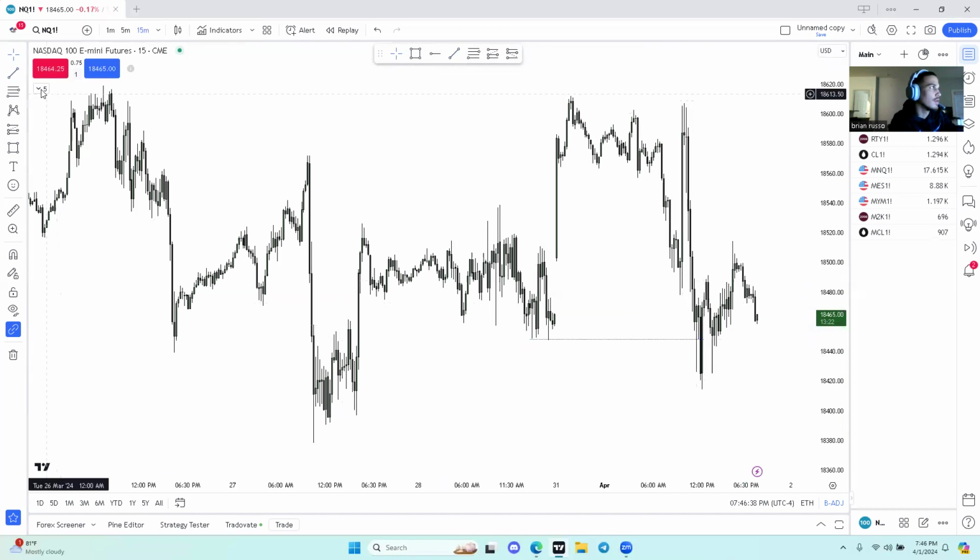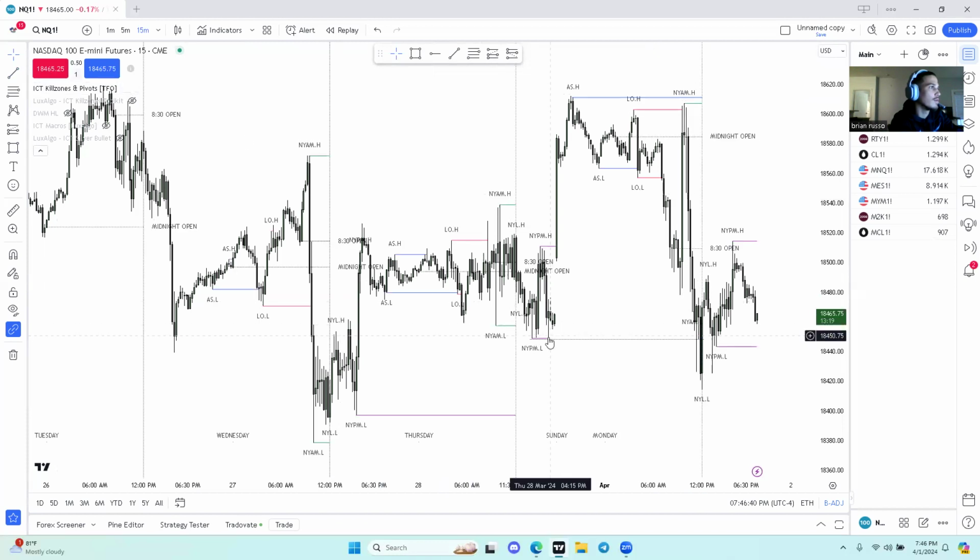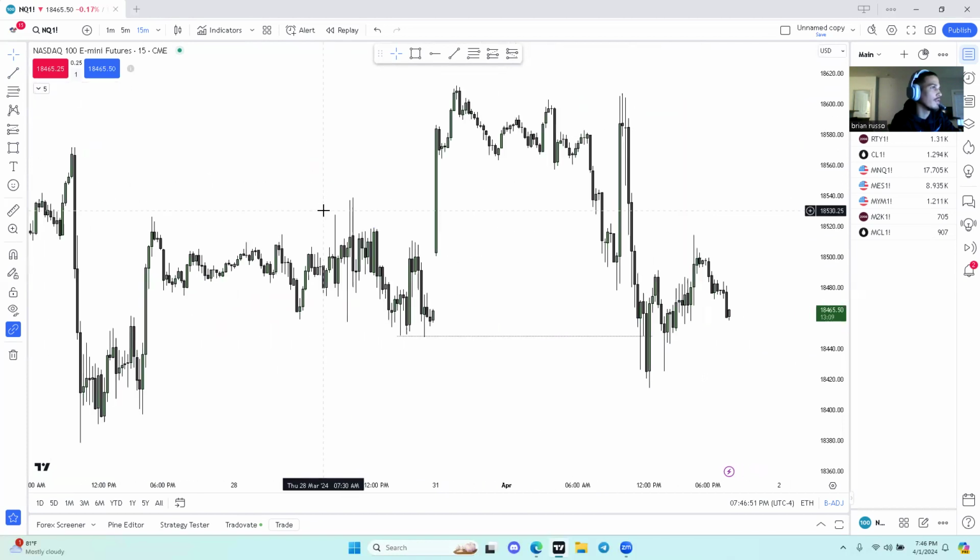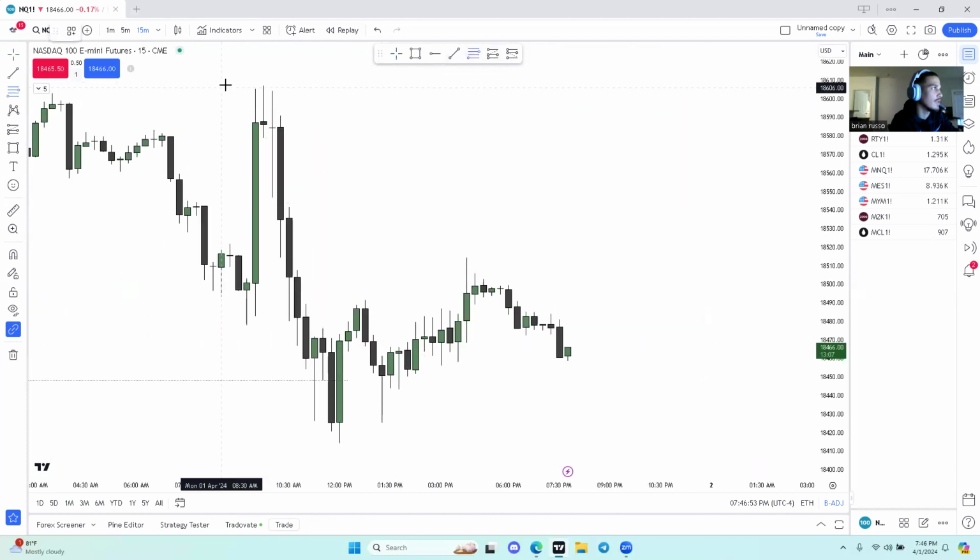So here, that was the PM session low from last Friday. So we took out the PM session low, we took out London low, we took out Asia low, we filled this gap. So really you're looking for a reversal off here. And where's the most likely place for price to go?